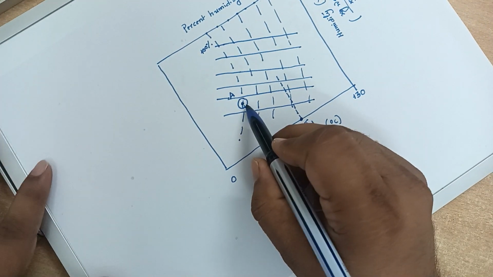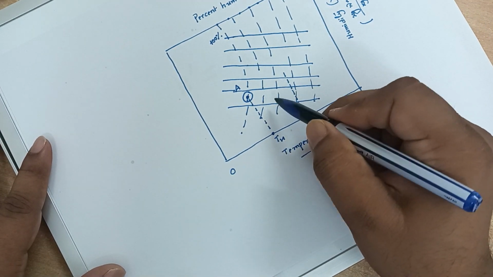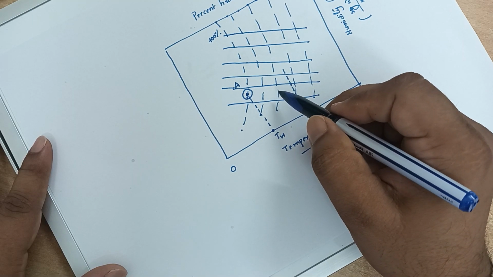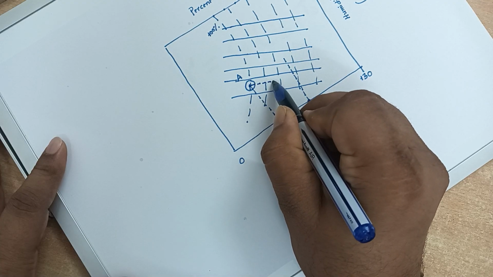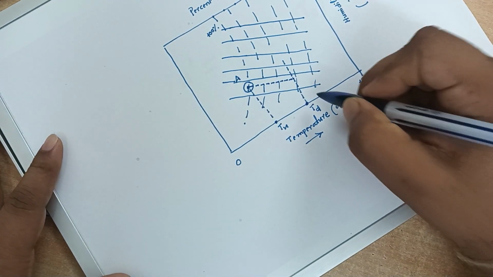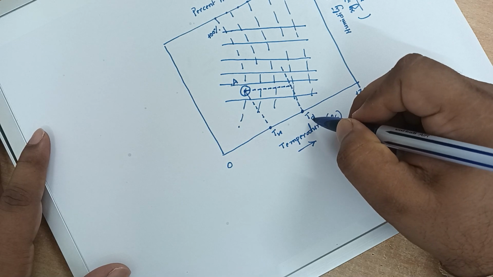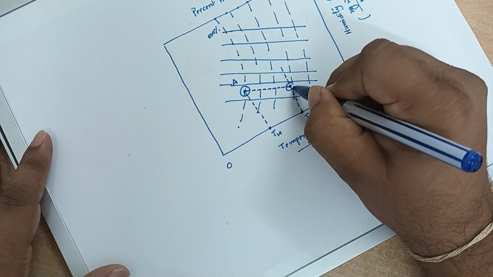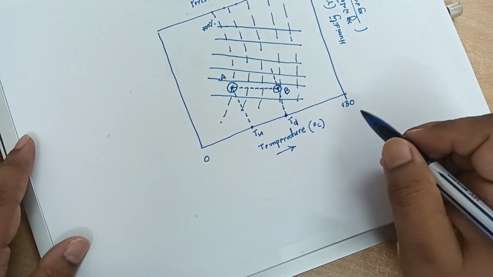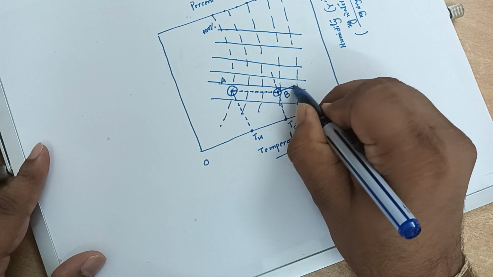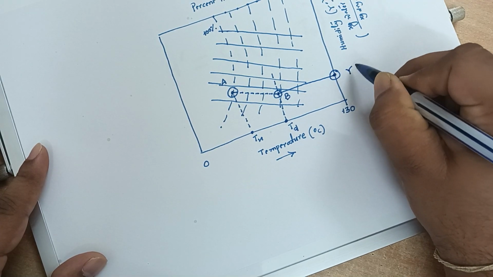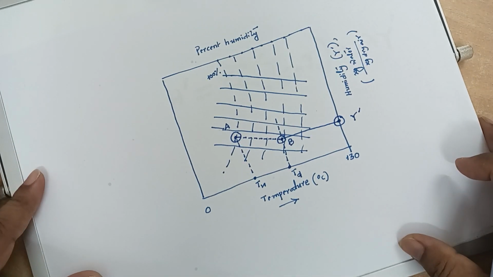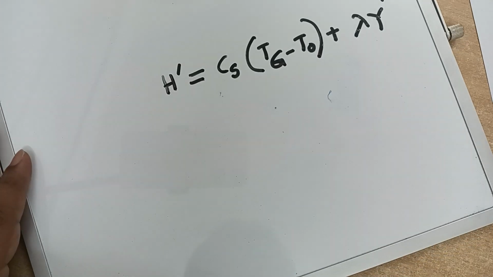Now from point A, following the trajectory of the surrounding adiabatic saturation line, doing linear interpolation, you draw a line originating from point A and moving towards the vertical line originating from the dry bulb temperature. You will find the point of intersection B. So once you find the point of intersection, go towards the right on the humidity axis and you will find the value of the absolute humidity, y prime. Once you find the value of absolute humidity, the rest is quite simple.